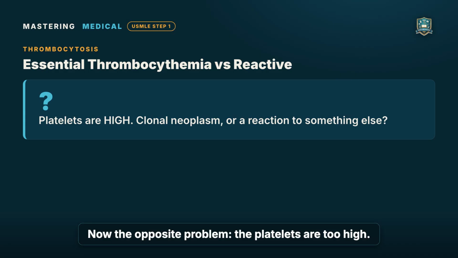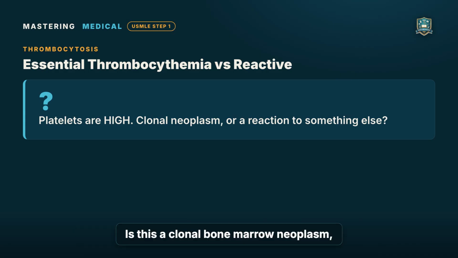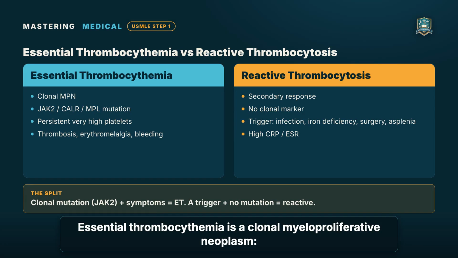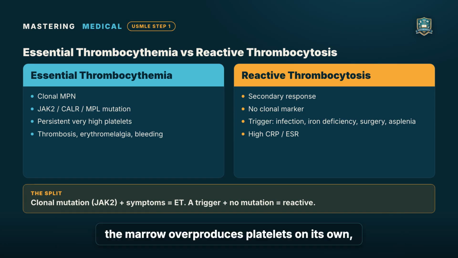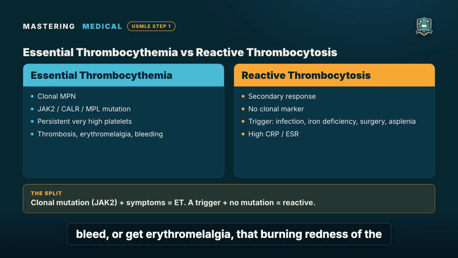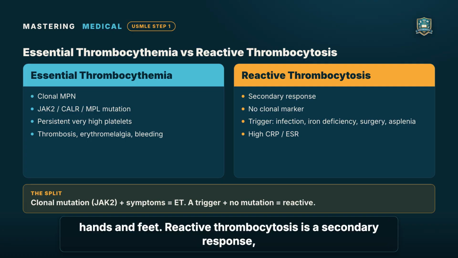Now the opposite problem, the platelets are too high. Is this a clonal bone marrow neoplasm or a reaction to something else in the body? Essential thrombocythemia is a clonal myeloproliferative neoplasm. The marrow overproduces platelets on its own, driven by a JAK2, CALR, or MPL mutation, with large atypical megakaryocytes. Patients can clot, bleed, or get erythromelalgia, that burning redness of the hands and feet.